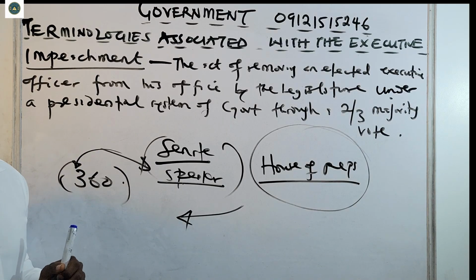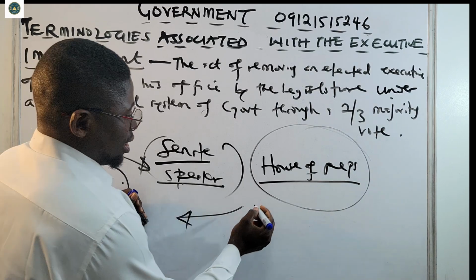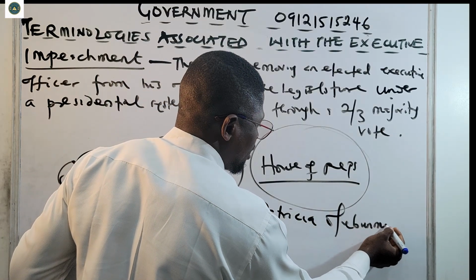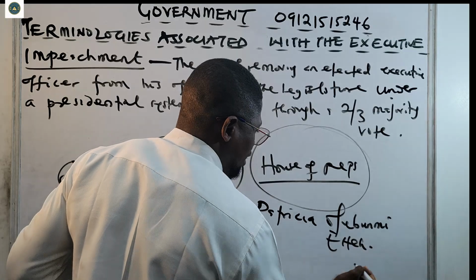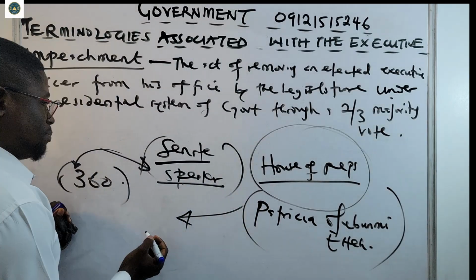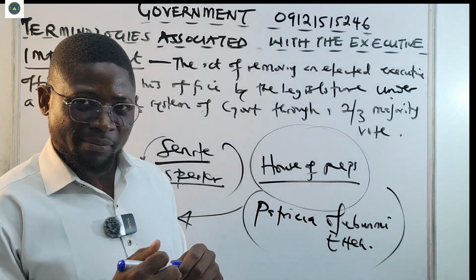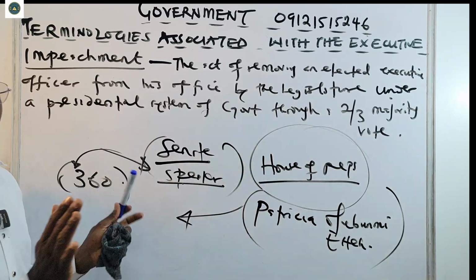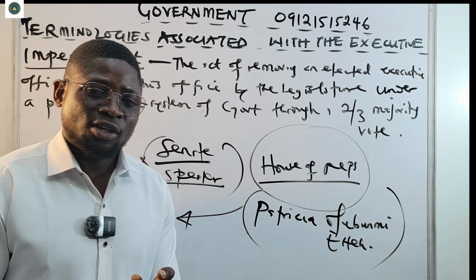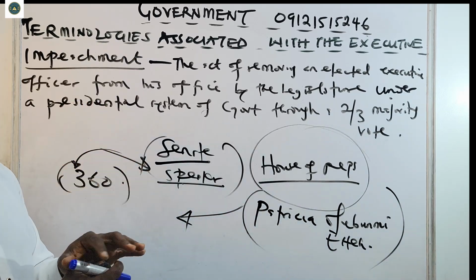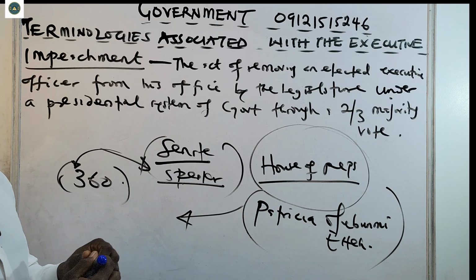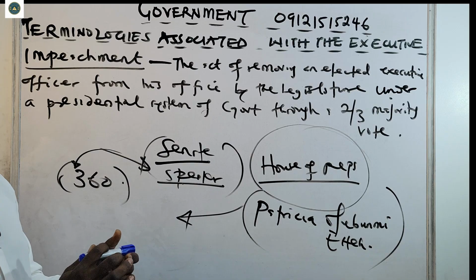It's very, very important. Patricia Olubunmi Etteh, she was the Speaker of the House of Reps. She was elected as Speaker of the House of Reps, but she was impeached, and when she was impeached, she became a normal member. All right, so it happens like that. So please take note of that. So impeachment is the act of removing an elected executive officer from his office by the legislature under a presidential system of government through a two-thirds majority of votes.